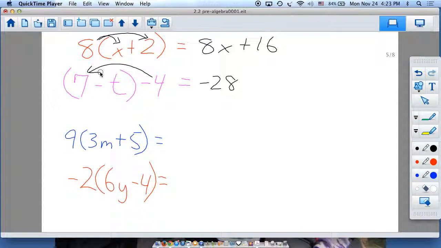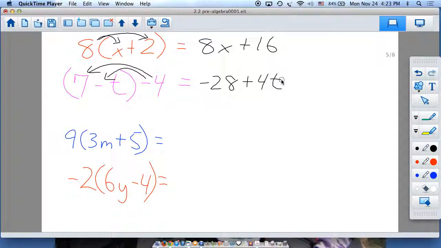Now we have to distribute this negative 4 to this negative t. And negative 4 times negative t, and negative times negative, we remember, is a positive 4t. So we can rewrite that as negative 28 plus 4t.